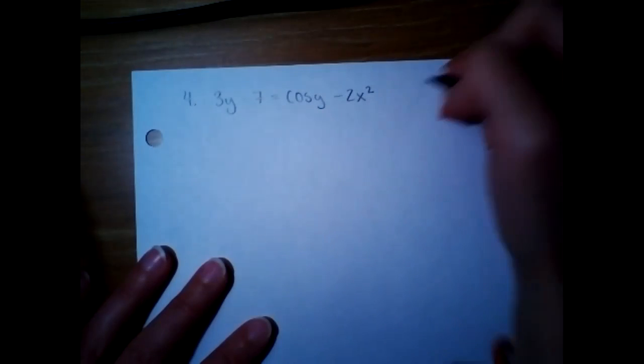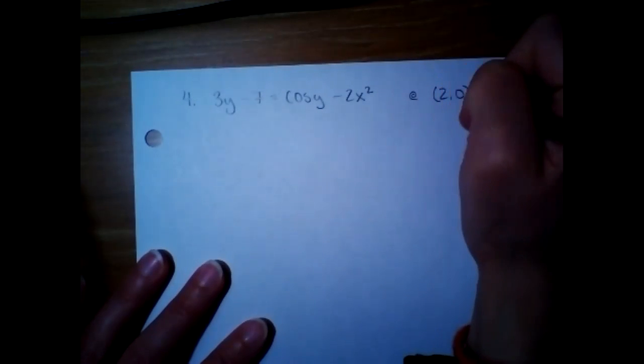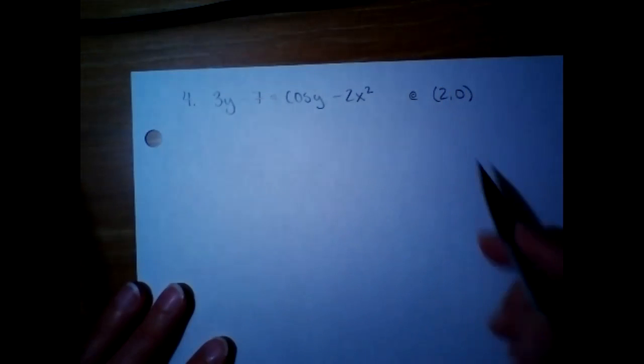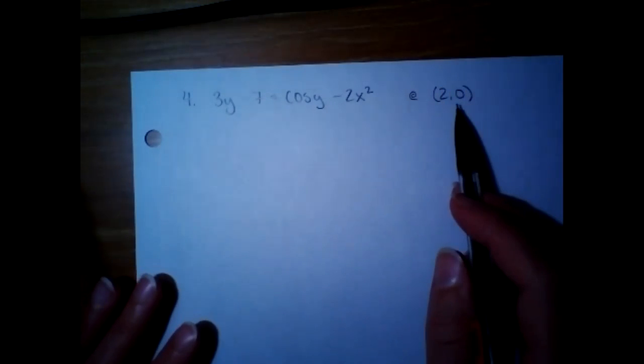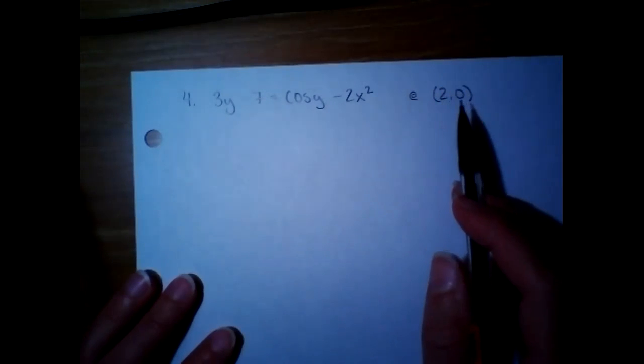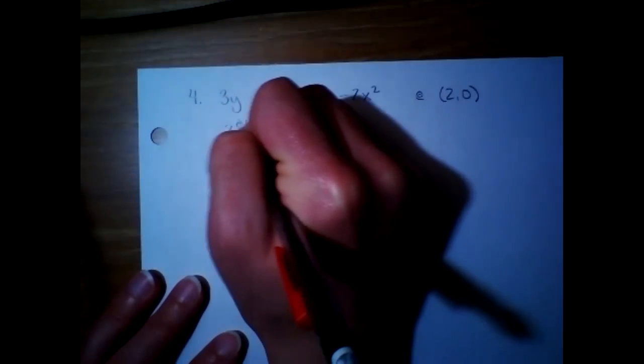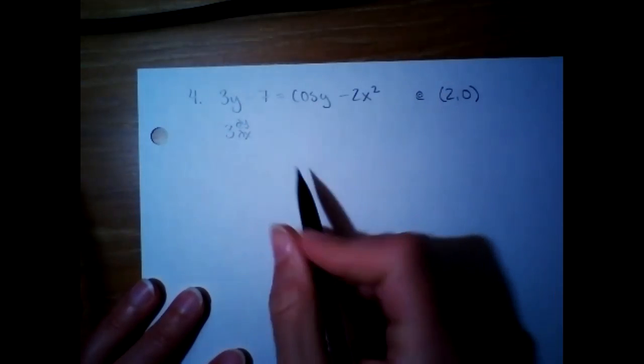All right, so this is asking for the instantaneous rate of change. That just means the derivative at 2, 0. So you don't need to write a whole equation, it's just the derivative at this point. So basically just the slope part of the equation at that point. So derivative of 3y is 3 dy dx. Minus 7 is a constant, so that is gone.